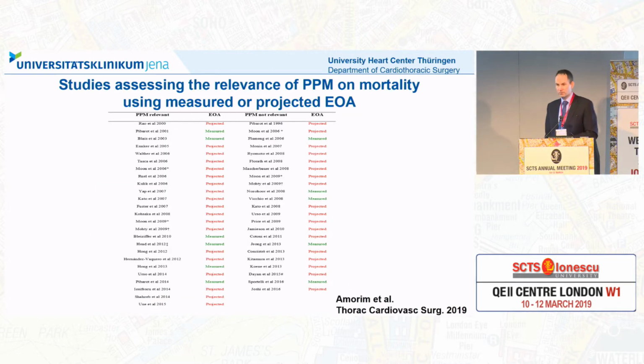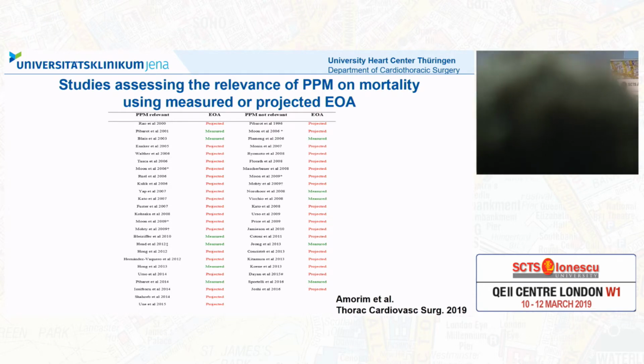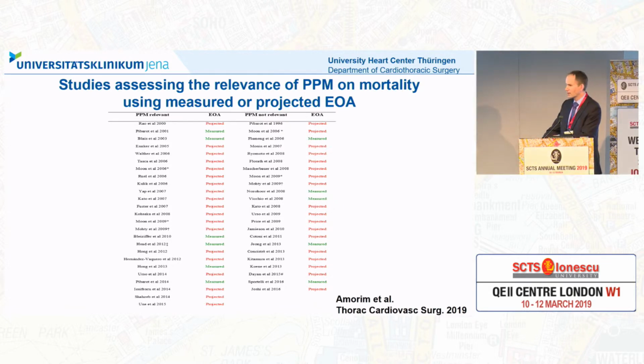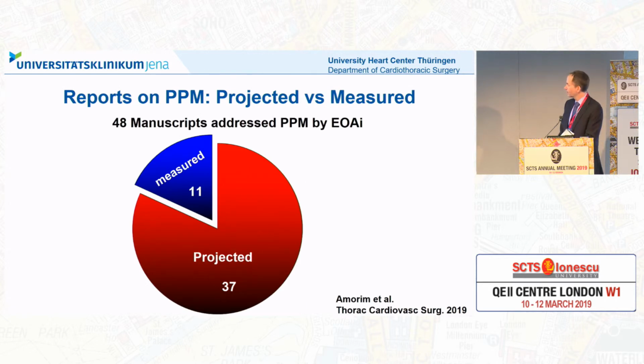So if you look at this, and now you see red and green, these are all the publications that we could find on patient prosthesis mismatch. And look at the red, those are all projected EOAs. 80% of studies use projected effective orifice area to assess PPM. Only 11 measured it.